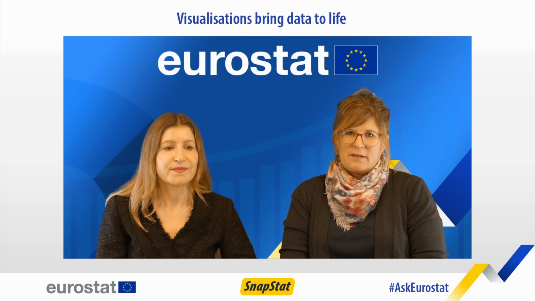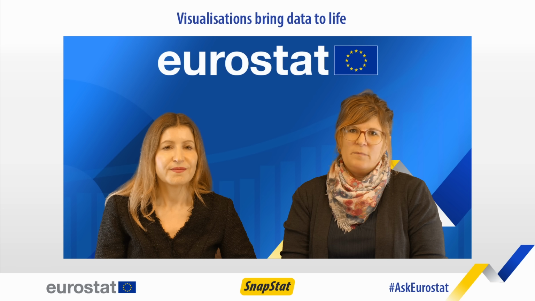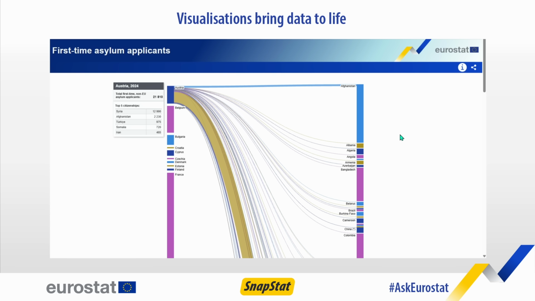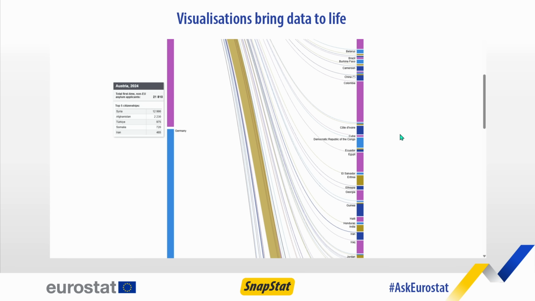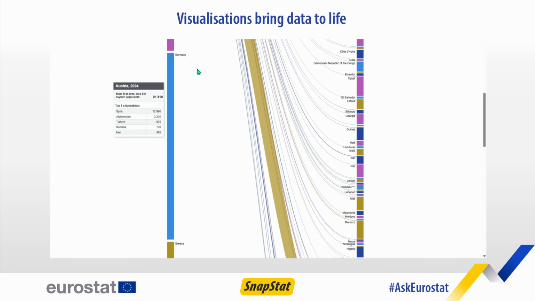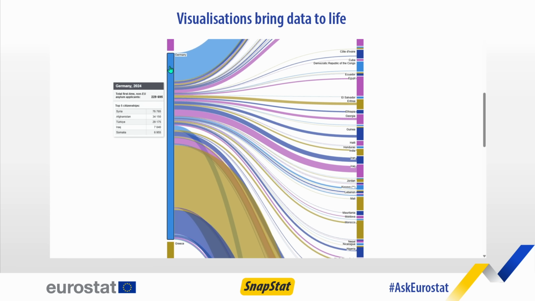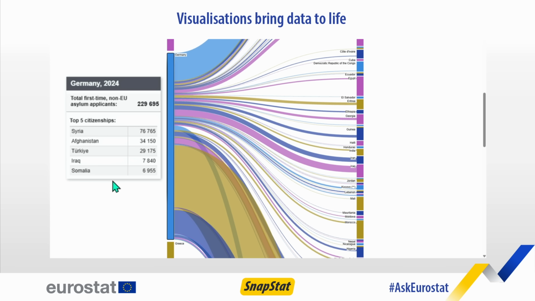We'd like to show you another tool now, which is about asylum, or more precisely, first-time asylum applicants. This tool will show you where first-time asylum applicants went to in the EU, namely where they lodged their first-time asylum application. And to do so, for example, now I will select my country, which is Germany, and I click on Germany.